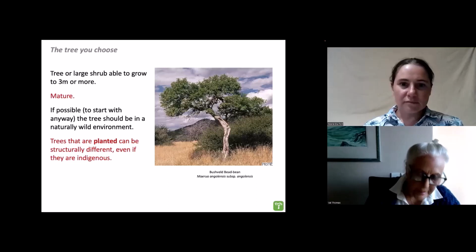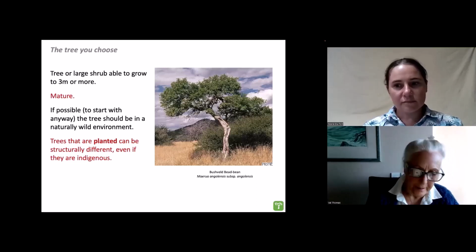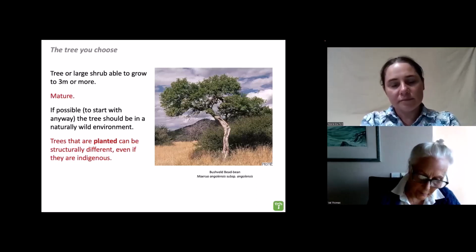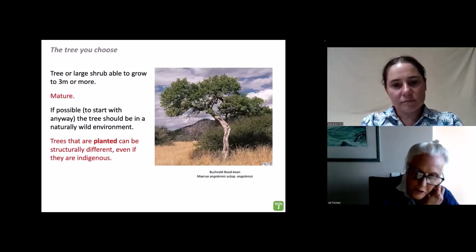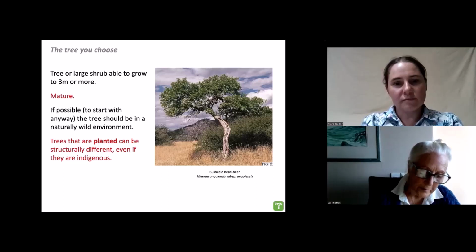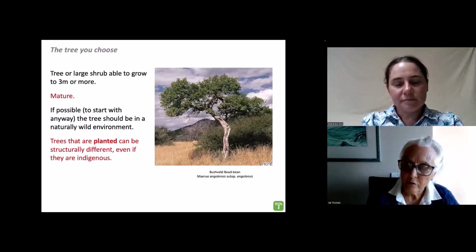We're going to start right at the very beginning and say that you're going to have to choose the tree to ID. The picture we had was of a bushveld bead bean, and the suggestions were quite important to follow, because if you try and ID a tree that doesn't fit the data that is in the app, you're going to struggle. First and foremost, it must be a tree or large shrub able to grow to 3 meters or more within the borders of South Africa. That means it's an indigenous tree.